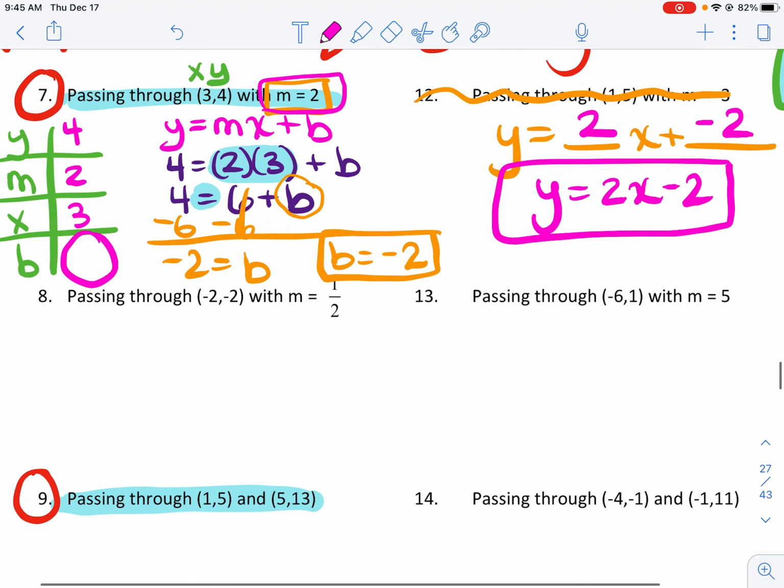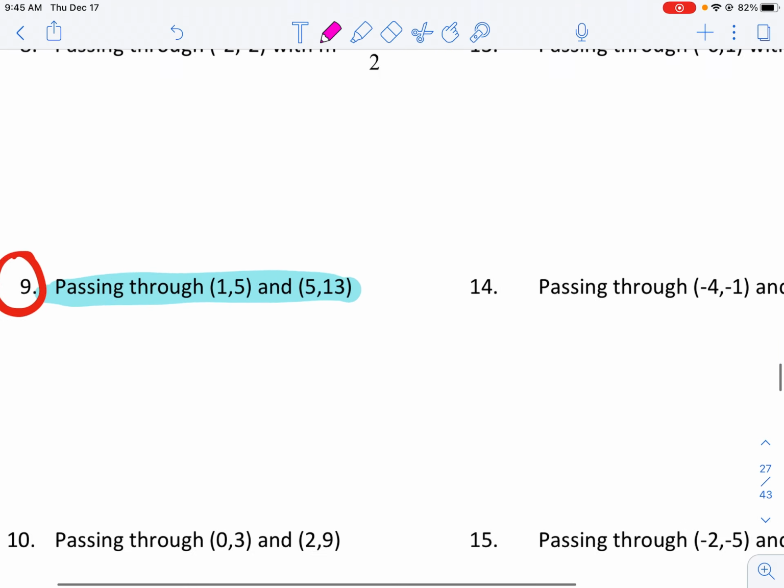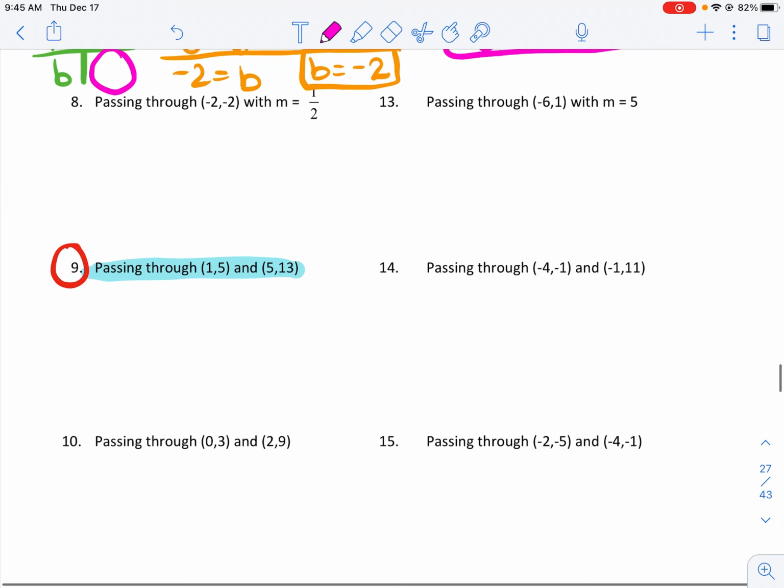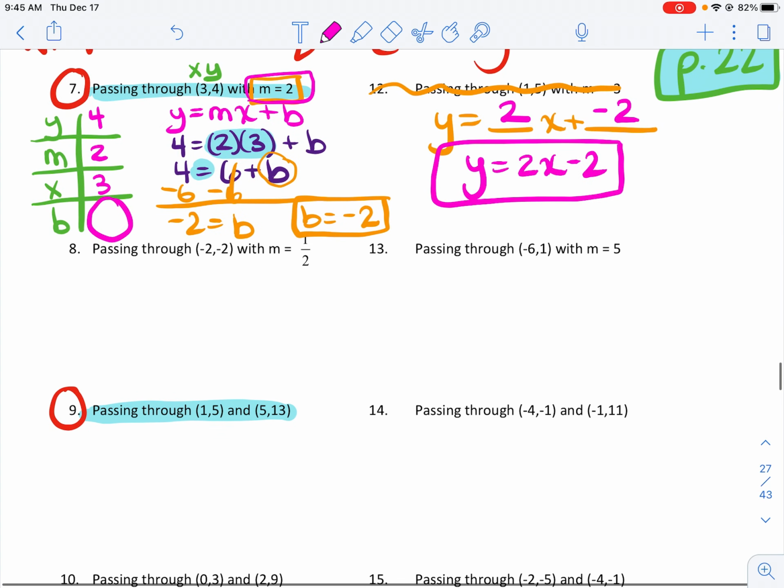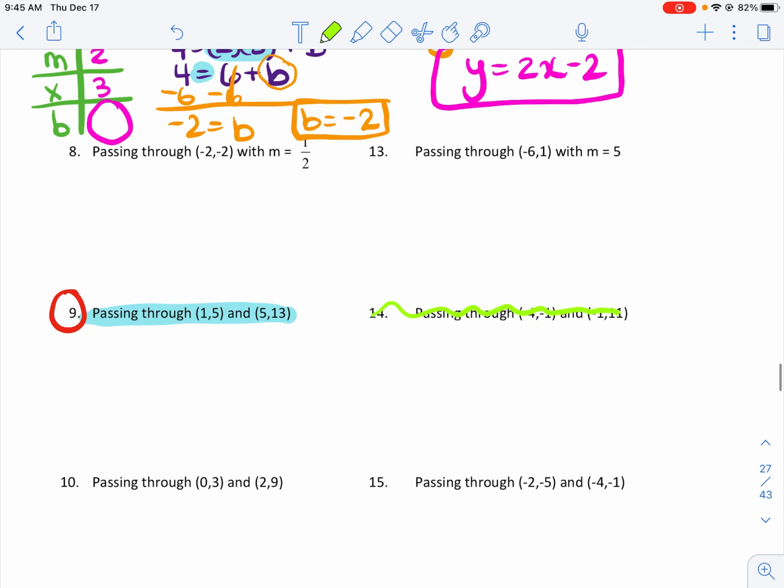Now, the other kind of question, which was not on the quiz, but is going to be on our test, is questions like number 9. Again, we're still on page 22, and we're only going to do one of these for review, so you can cross this off so you have a little more space. Steps to solving here. This is putting 2 skills together. We don't know what m is, and we don't know what b is. So we're going to have to do 2 things.